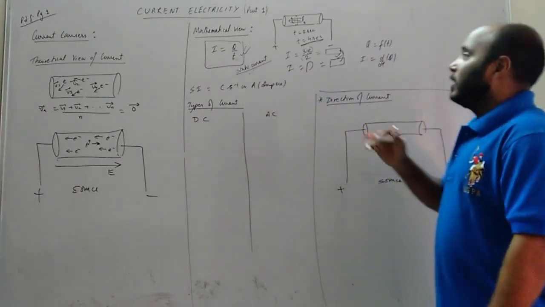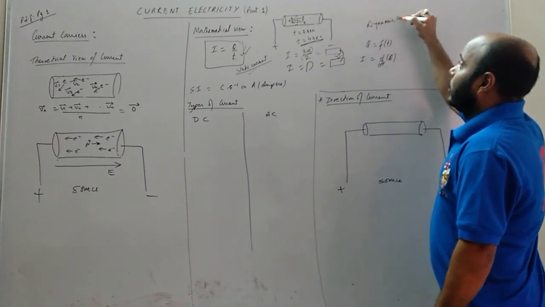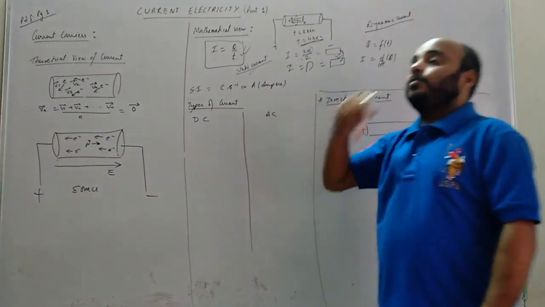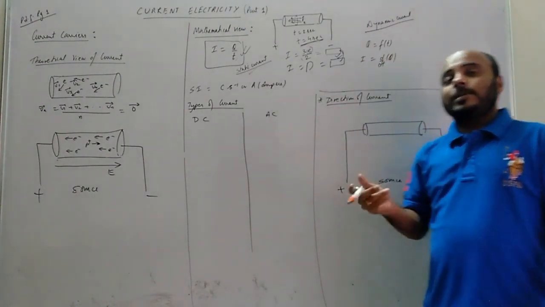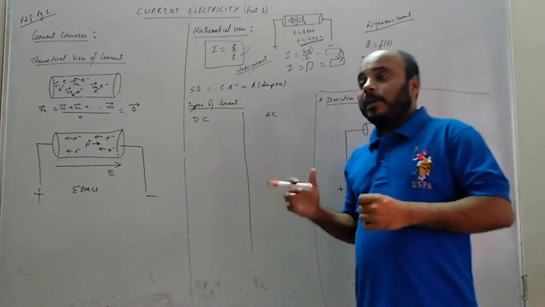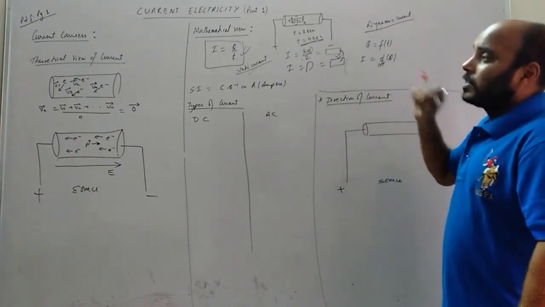But there is something called dynamic current, where the current value is changing from time to time. It is not constant. Dynamic means changing. The current value is changing in a conductor from time to time. You have to understand these things only numerically. Now, what is dynamic current?